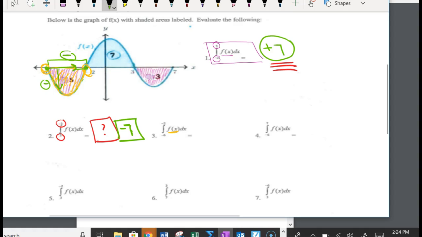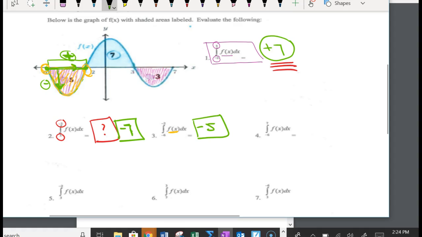I'm sorry, I just misspoke. -7 to this dimension is a positive one. I'm sorry. This dimension is positive, this dimension is negative. What do you think the, not area, the net signed area is going to be? It is going to be -5, right?